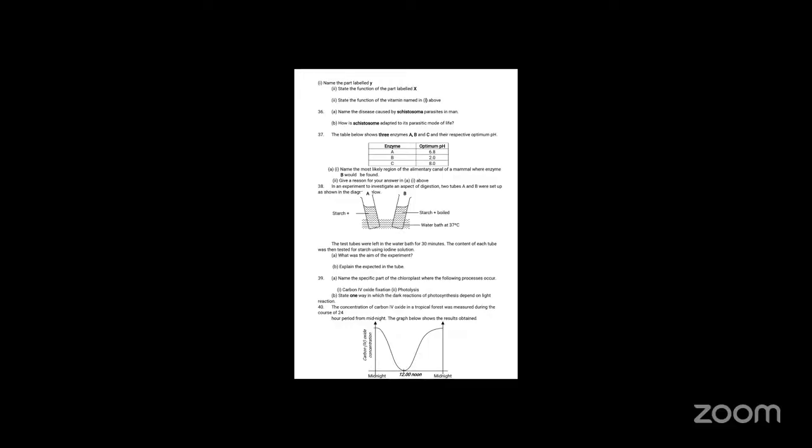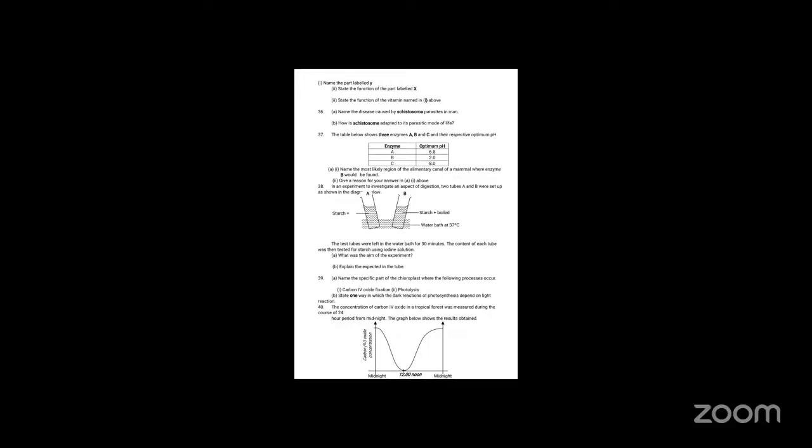Then hiyo ni answer. Ukiambiwa state the aim of the experiment ama explain the expected results, kuna maswali inasemanga state. Ukiambiwa state, you'll just say in test tube A there will be no starch, it will test negative, while in test tube B starch will test positive. And then hapo chini wanasema account for ama explain. So ukiambiwa explain, of course explaining has more points, so you are supposed to state what happens and why.